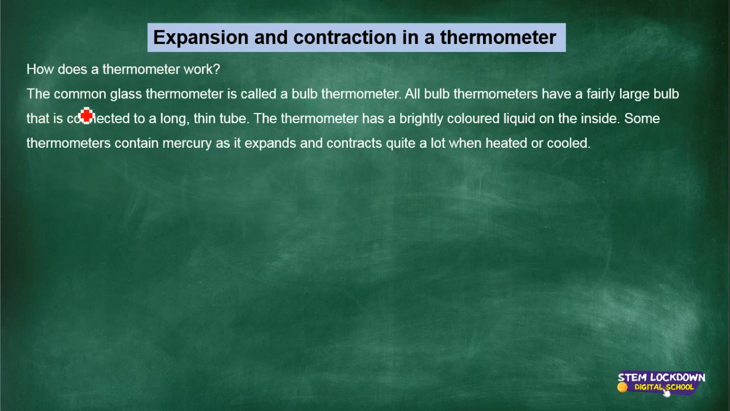The common glass thermometer is basically called a bulb thermometer. All bulb thermometers have a fairly large bulb. That is, okay, let's see the question before I continue.